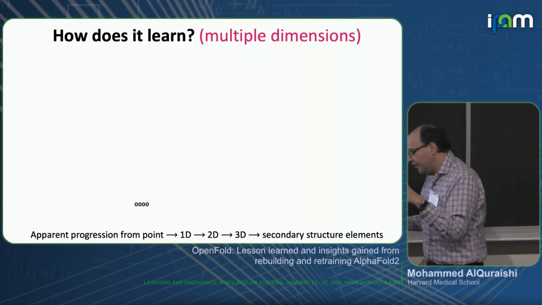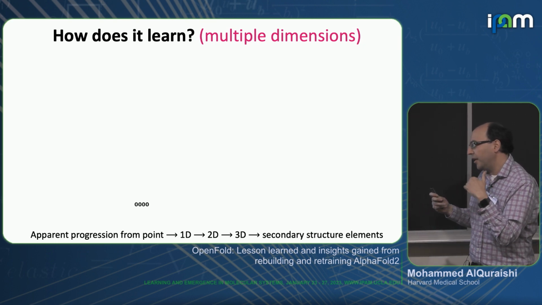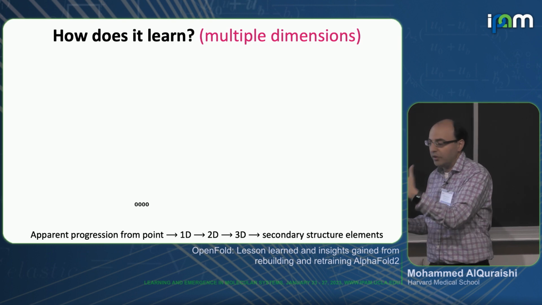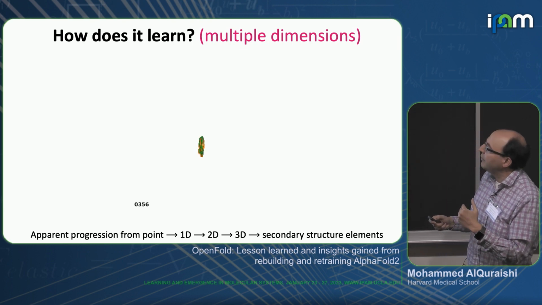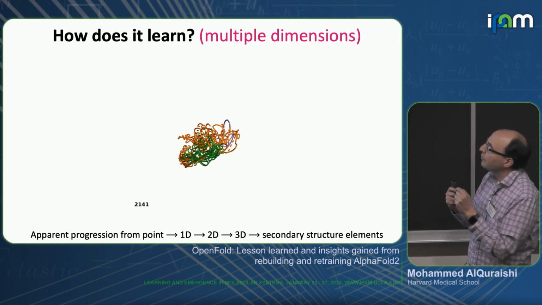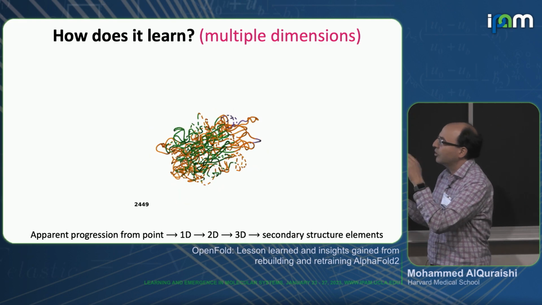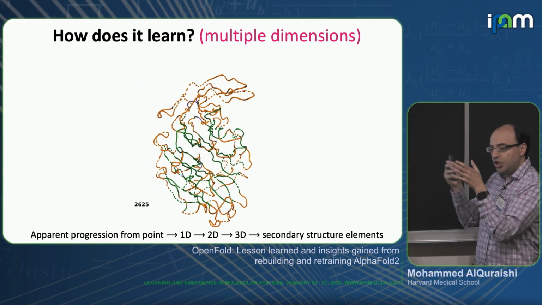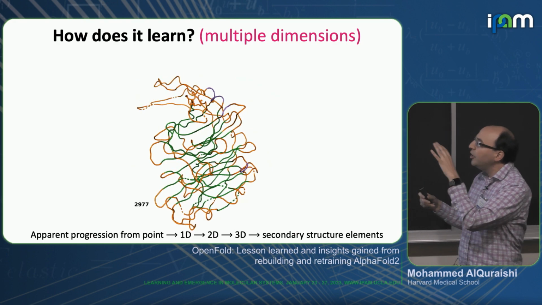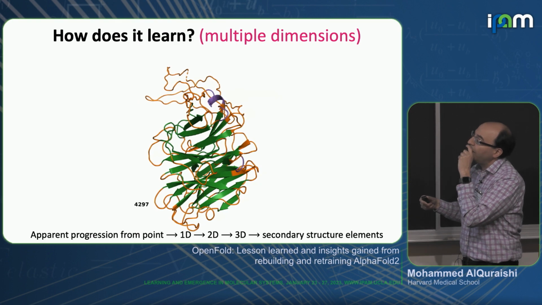Right. Another thing which was interesting is that it seems to learn spatial dimensions as it's going through the training process. So let me show you the animation and I'll describe it. It starts out learning basically what looks like a 1D tube. And then that tube turns into something like a 2D sheet. Maybe it has some curvature. And then that 2D sheet acquires volume and becomes a 3D structure. And then you begin to see the secondary structure elements get filled in, right?